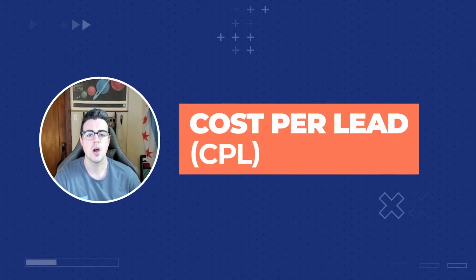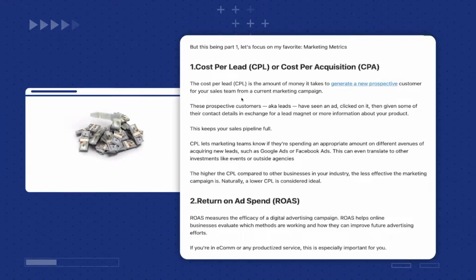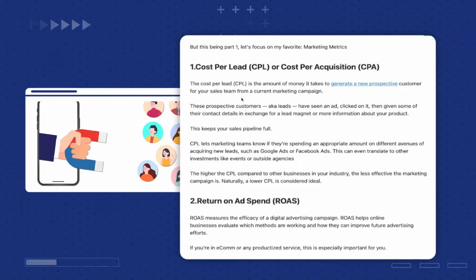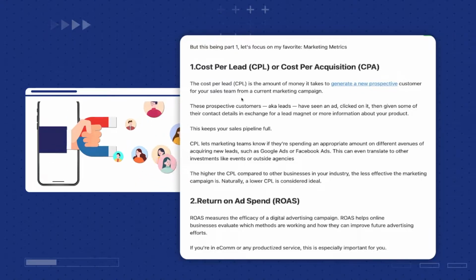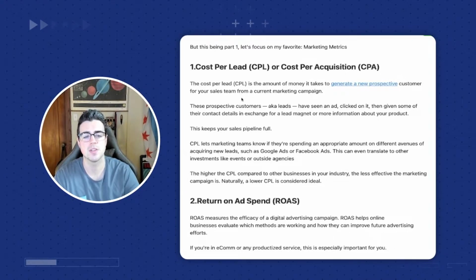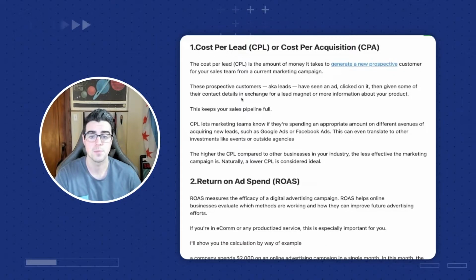First, cost per lead, CPL, cost per acquisition, CPA. Your cost per lead is the amount of money it takes to generate a new prospective customer, aka lead, for your sales team from a current marketing campaign. So these prospective customers, they've seen an ad, they've clicked on it, then they've given some of their contact details in exchange for a lead magnet or more information about your product. This helps keep your pipeline full.